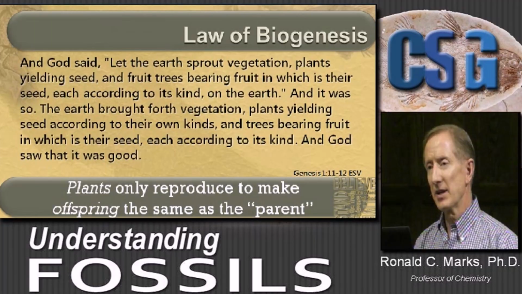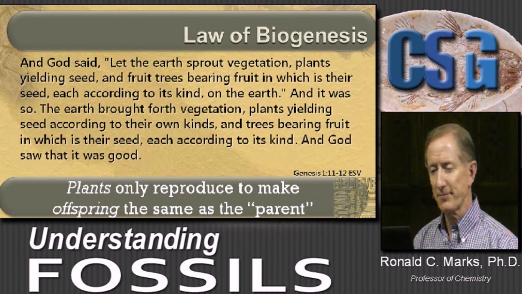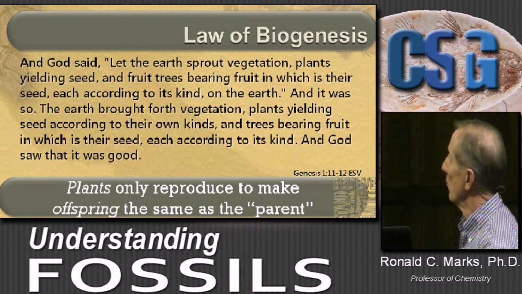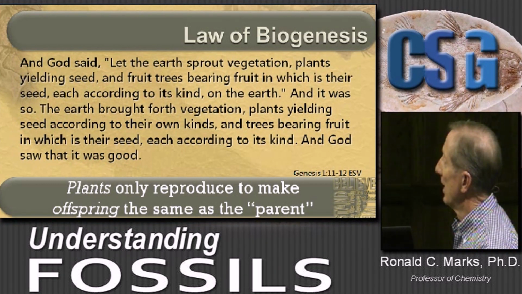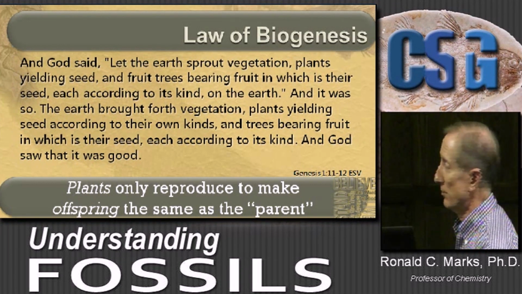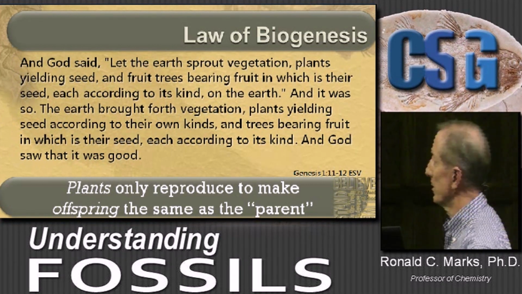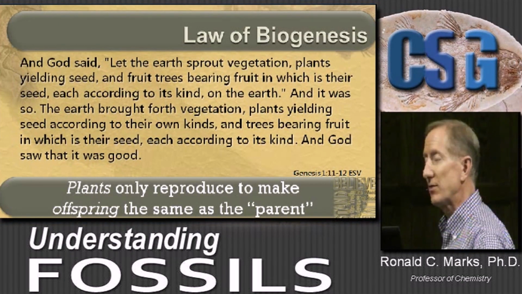What do we see from Scripture? Scripture contains what some have referred to as the law of biogenesis. In Genesis 1:11, God said, all of the vegetation, plants will yield seeds, fruit trees will bear fruit, and each one will do it according to its kind. And it was so. So the law of biogenesis that we see represented in Scripture says plants only reproduce to make offspring that are the same as the parents.